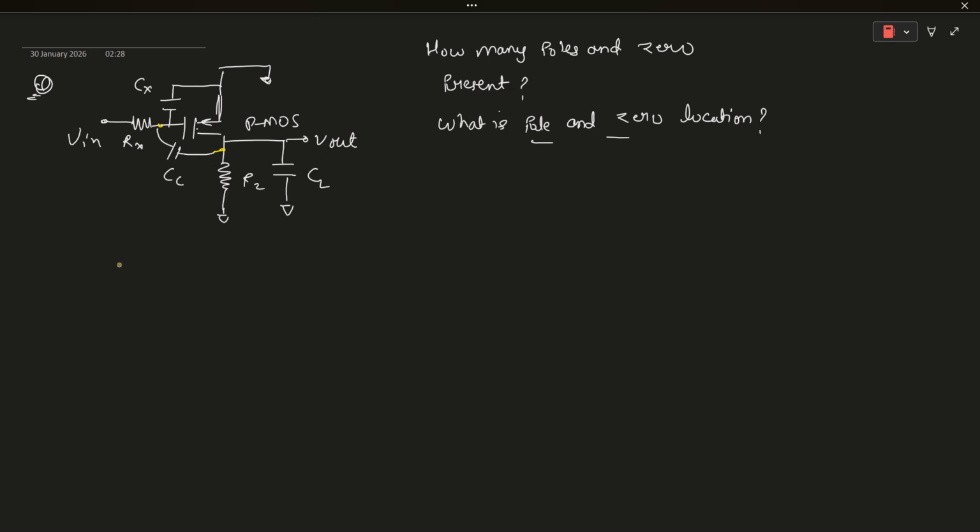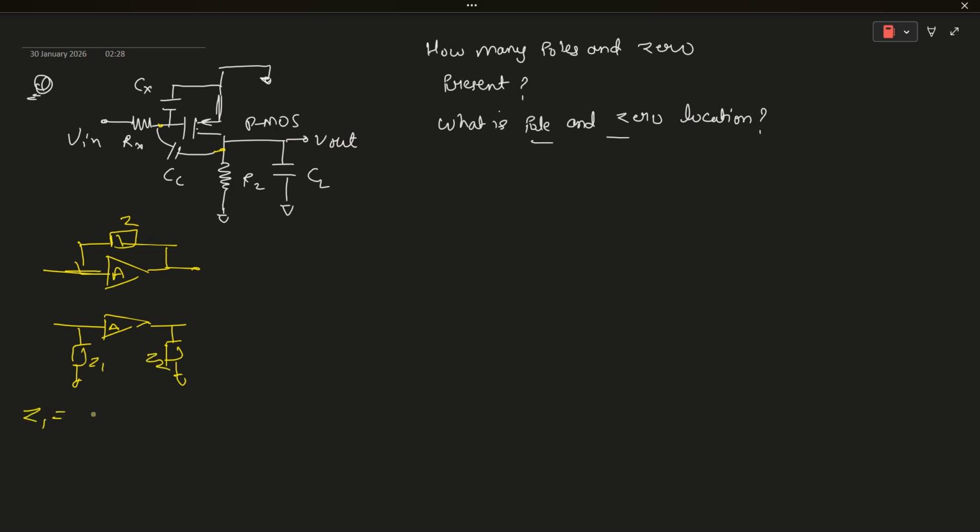What does Miller theorem say? If there is any gain circuit called A, and if there is an impedance connected between the input and output node of the gain circuit, we can split this impedance in two parts, one connected to the ground and the other also connected to the ground. Let's suppose Z1 and Z2.